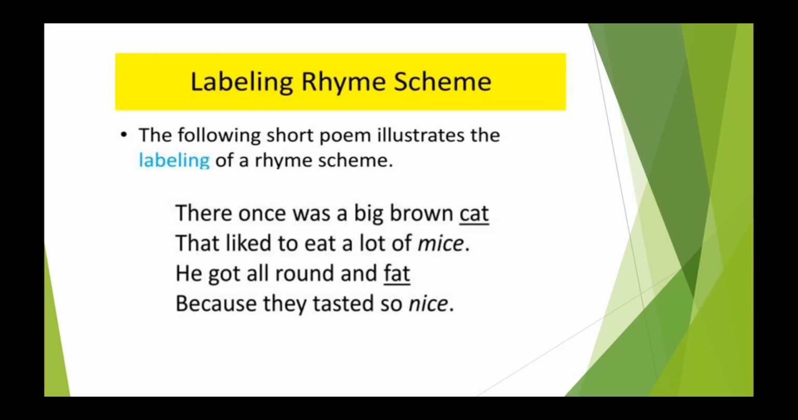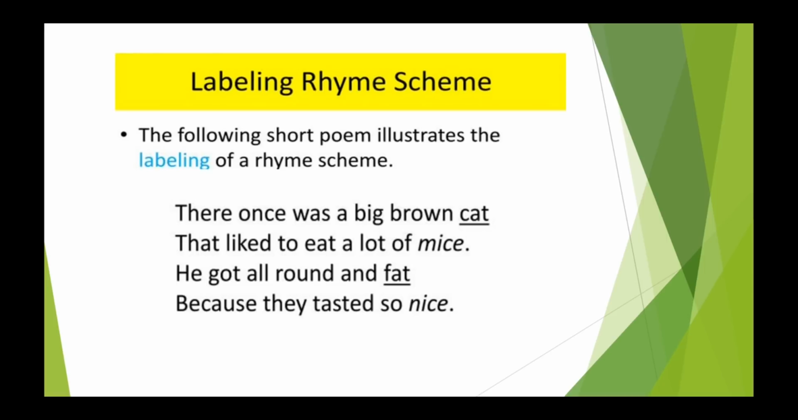the first rhyme sound we encounter at the end of the first line is cat. Because it is the first rhyme sound, it is labeled as A. Every time that rhyme sound is repeated, anytime something rhymes with cat, it is also called A. Line 3 ends with fat, which rhymes with cat, so it is also an A.